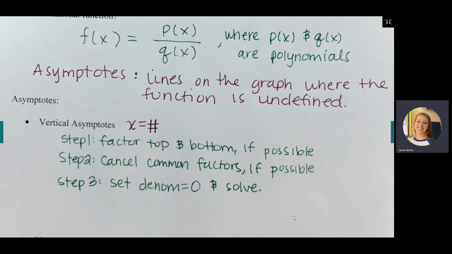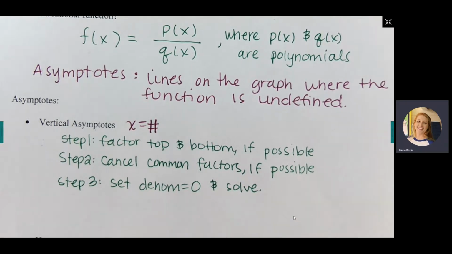So if you have a denominator left, sometimes you'll get lucky and the entire denominator will cancel out. You won't have to worry about finding a vertical asymptote. So if you're left with a denominator, then you'll go on to step 3 and you will set your denominator equal to 0 and solve. If you've canceled out your denominator, you don't have to worry about it. There is no vertical asymptote.